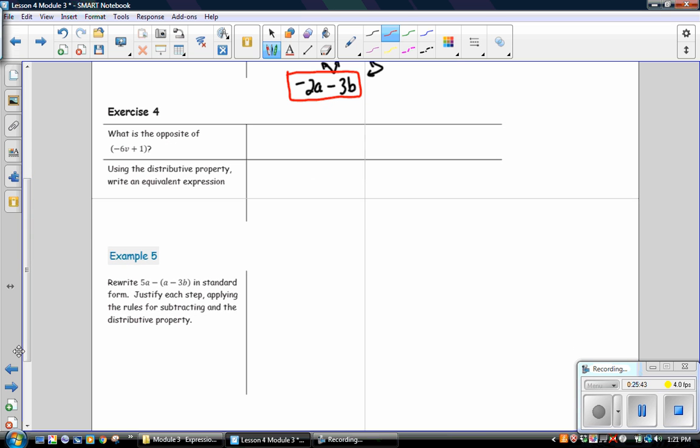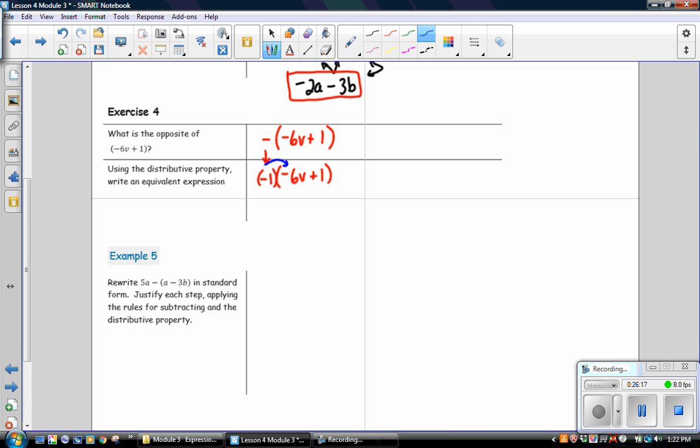Exercise 4. What is the opposite of the quantity negative 6v plus 1? So the opposite would be, putting a negative sign in front of it, negative the quantity negative 6v plus 1. That is the opposite. Using the distributive property, write an equivalent expression. So remember that when you take the opposite of something, that's the same as multiplying by negative 1. So we'll multiply the quantity negative 6v plus 1 times negative 1.